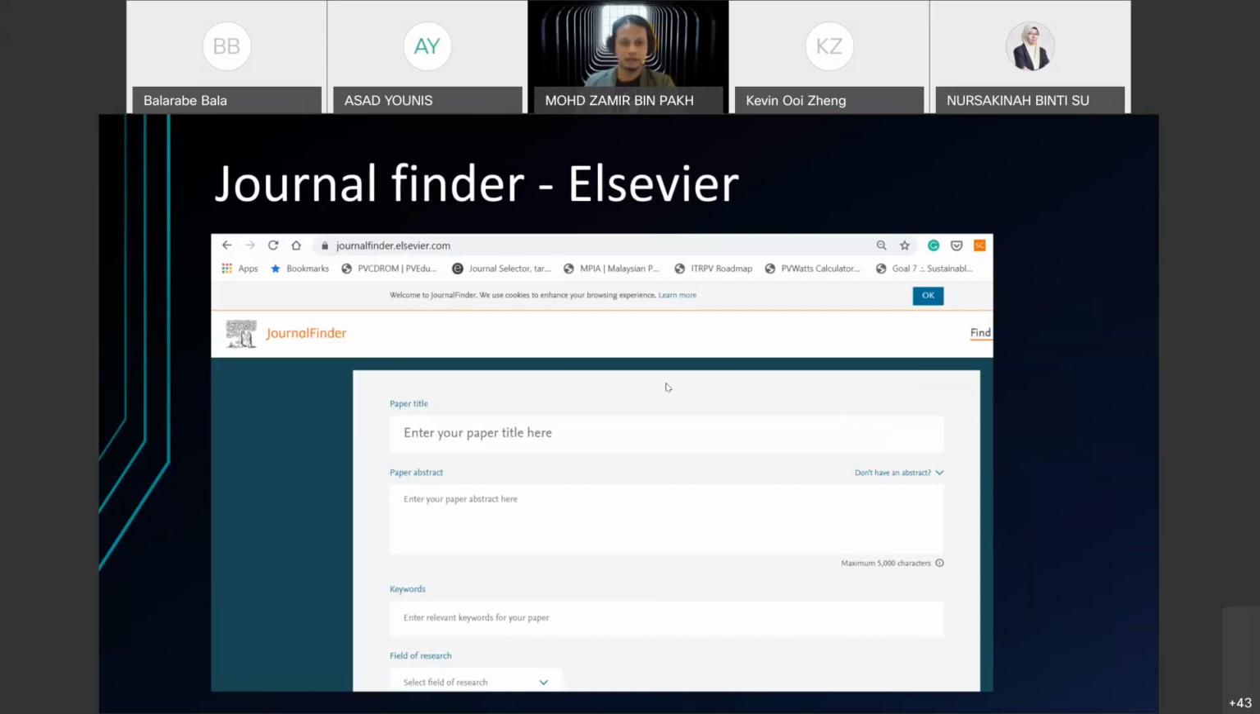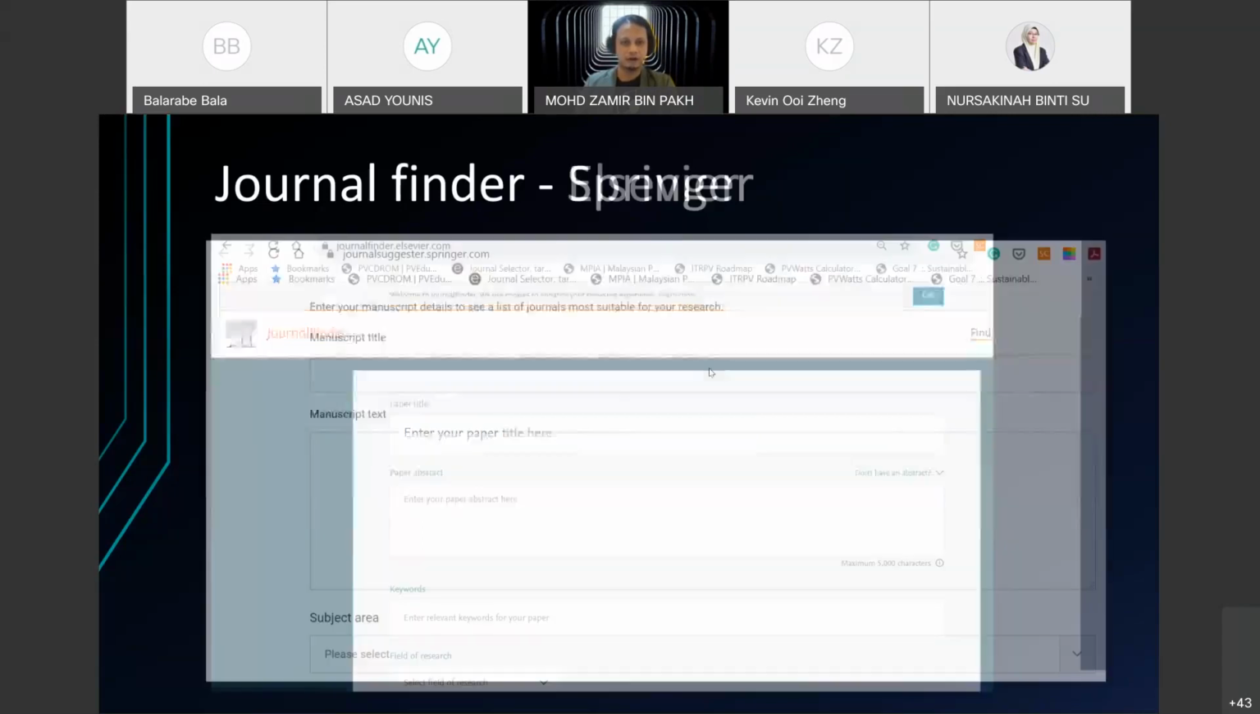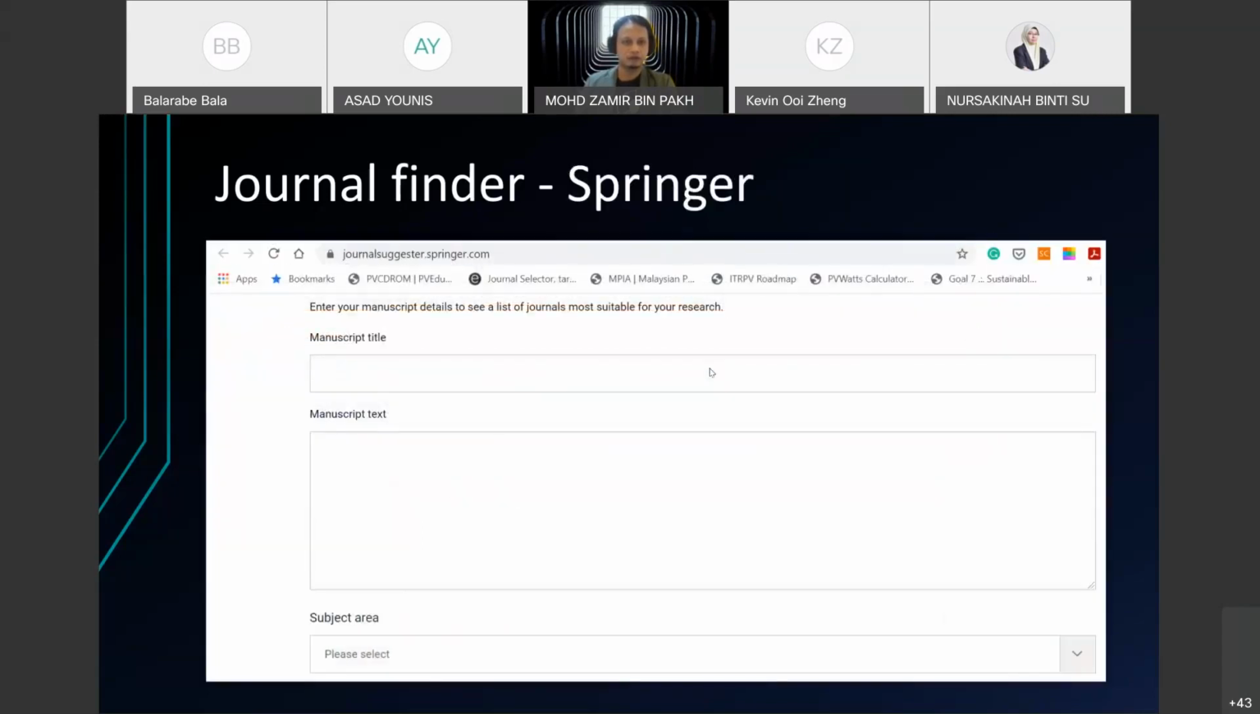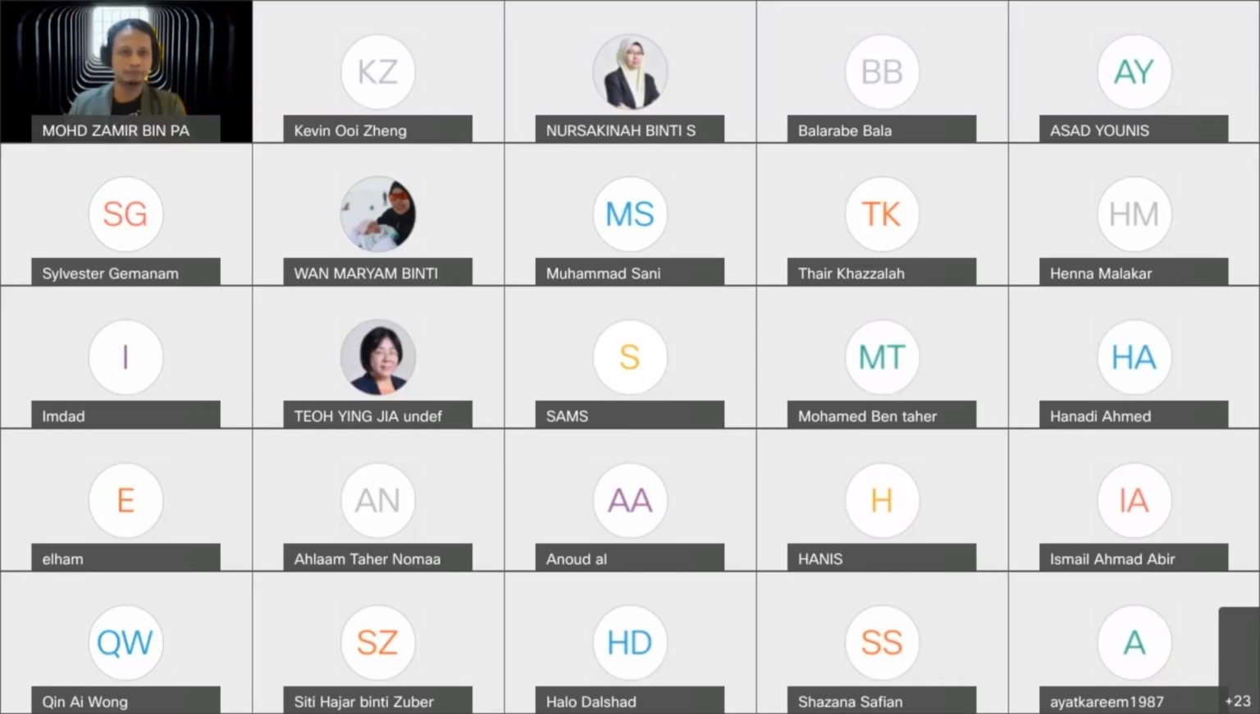So you can find journal finder from Elsevier. Okay, this is from Elsevier, this is from Springer, this is from Wiley, for example. So what you have to do is you just have to type your manuscript title and your abstract and the area, and then see what's coming up. Let me just show you one example.